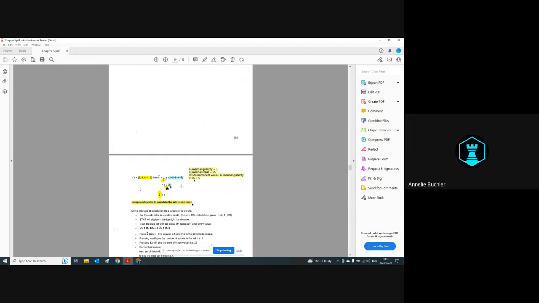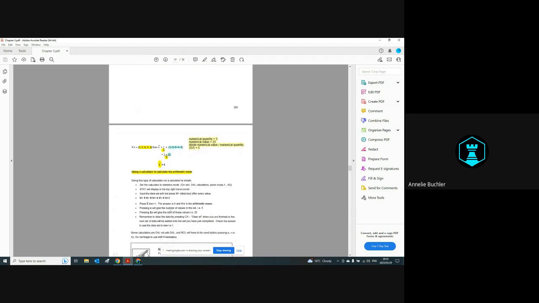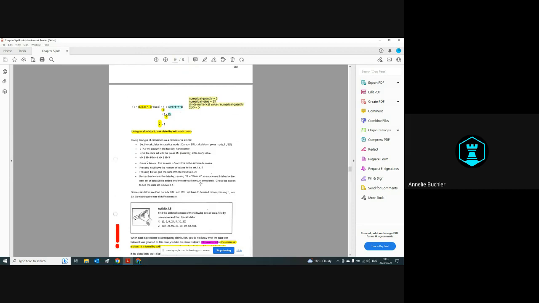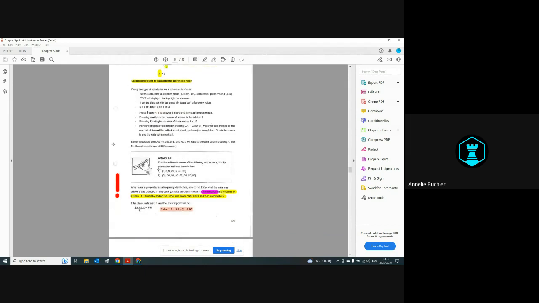Just go through that and make sure that you are familiar with it. And that is an arithmetic mean. Here you can use your statistical calculator, but you can work it out on a normal calculator as well. I'm going to carry on here.